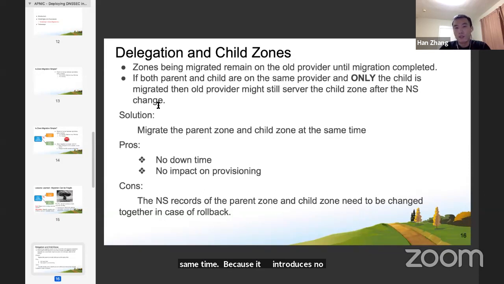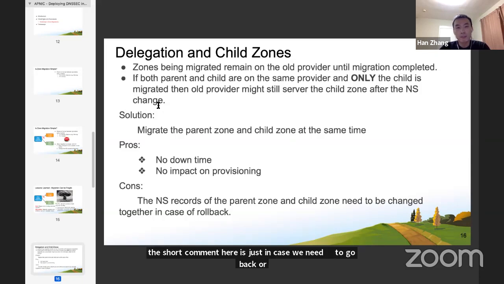And there's no impact on provisioning. So our REST API service can still send DNS updates, which is also critical to our business. But the shortcoming here is, in case we need to roll back our change, we have to change both the parent zone and child zone's DNS records at the same time.